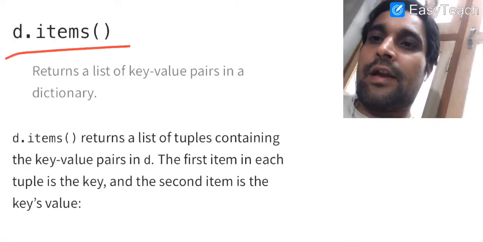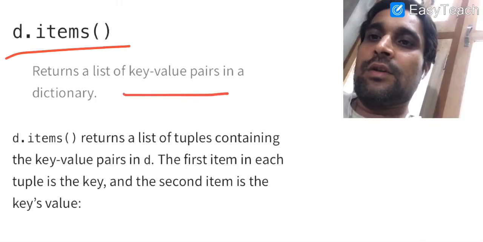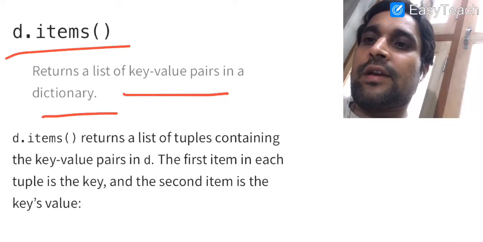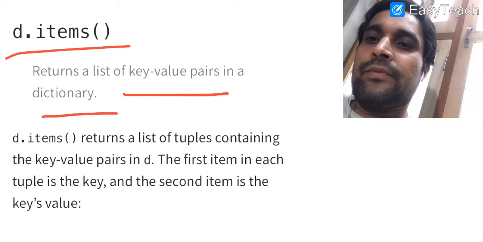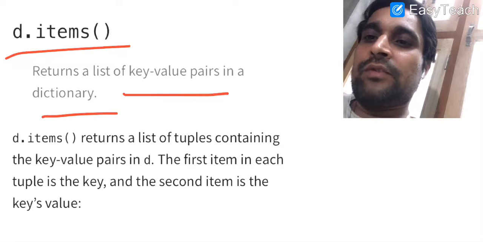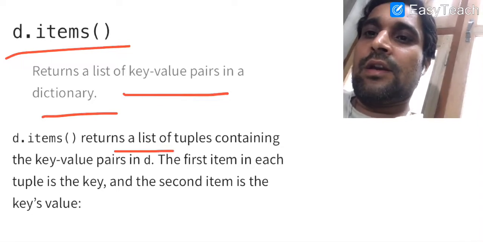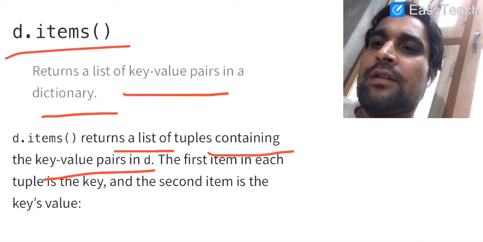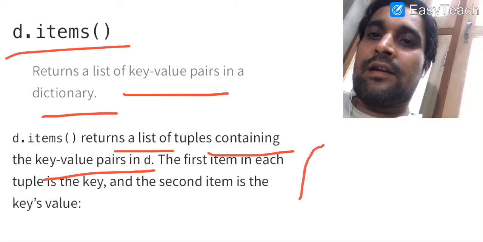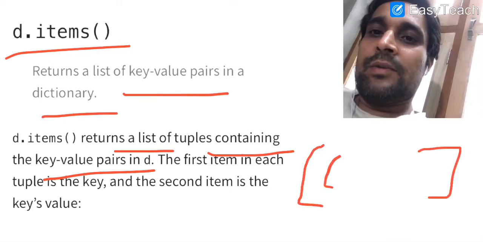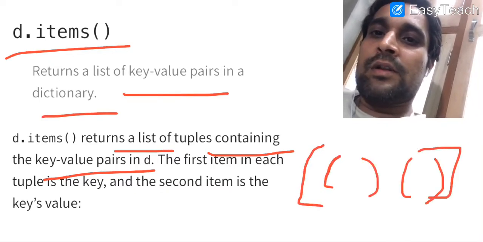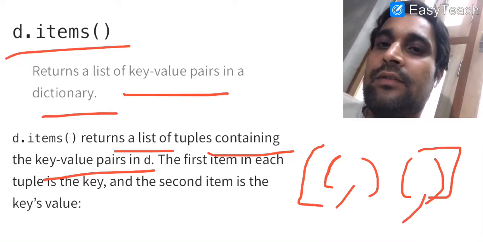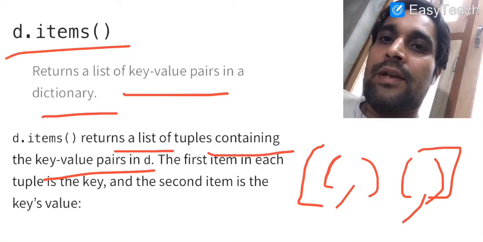Next and important function is the items function. The items function returns a list of key value pairs in a dictionary. It means when you use the items function with the name of the dictionary, it will return a list of tuples containing the key value pairs in the dictionary. In the list there will be certain tuples. These tuples will have two parts separated by a comma, and they will contain the key and the corresponding value.